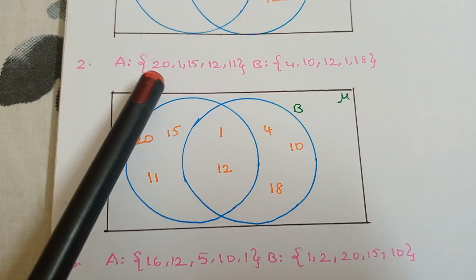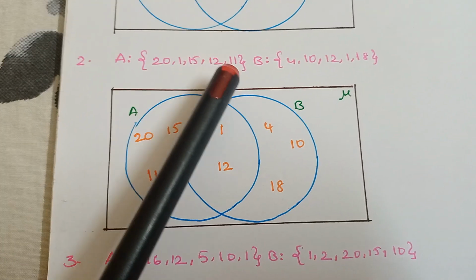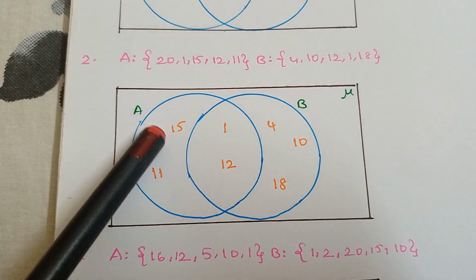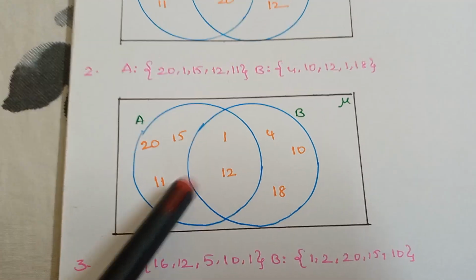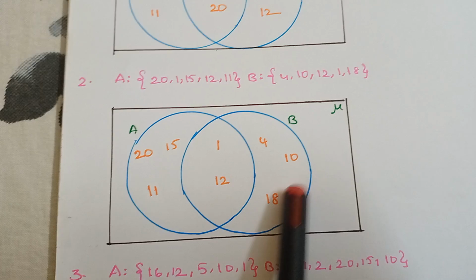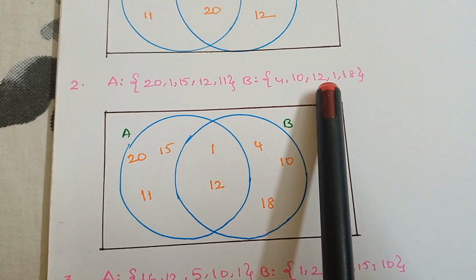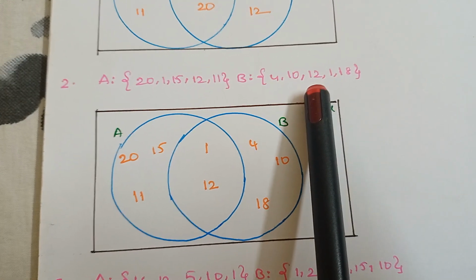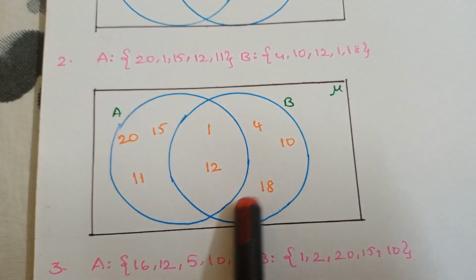What are the left out elements other than 1 and 12 in set A? 20, 15 and 11 are left out. We write those in this region. It is called only A, and if you include the middle it is called A. Now what about this region? Other than 1 and 12, the other elements present in set B are 4, 10 and 18. We write those in this region.